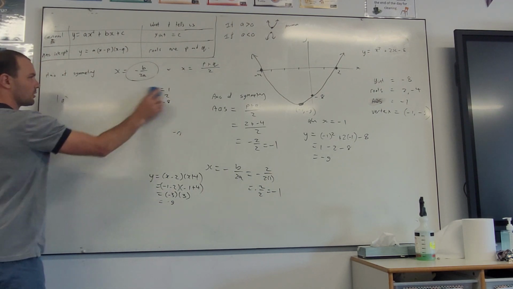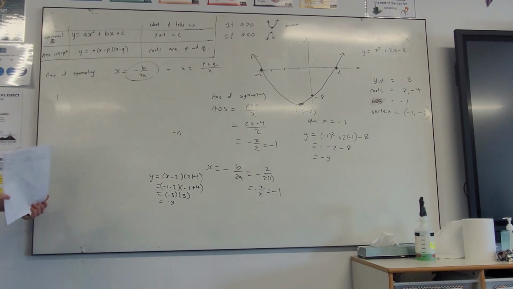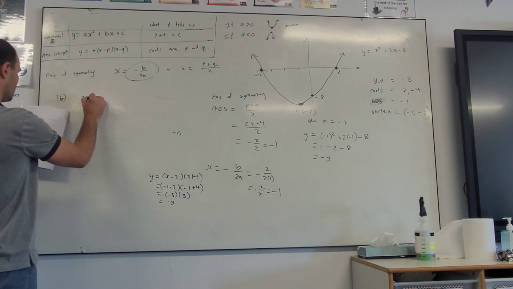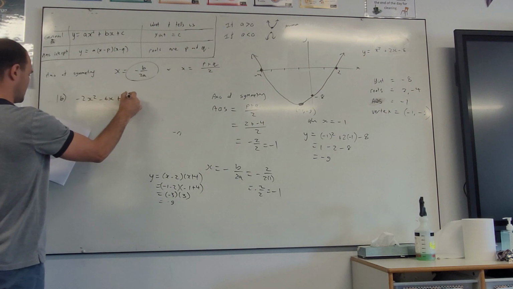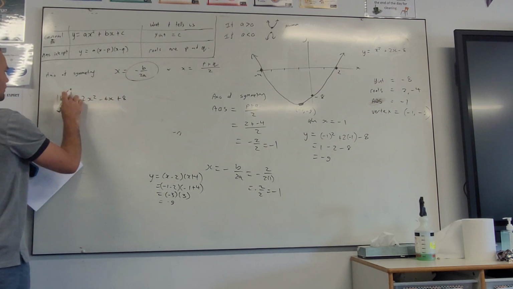So we're starting with the quadratic in general form. Our next example is y equals minus 2x squared, take 6x plus 8.